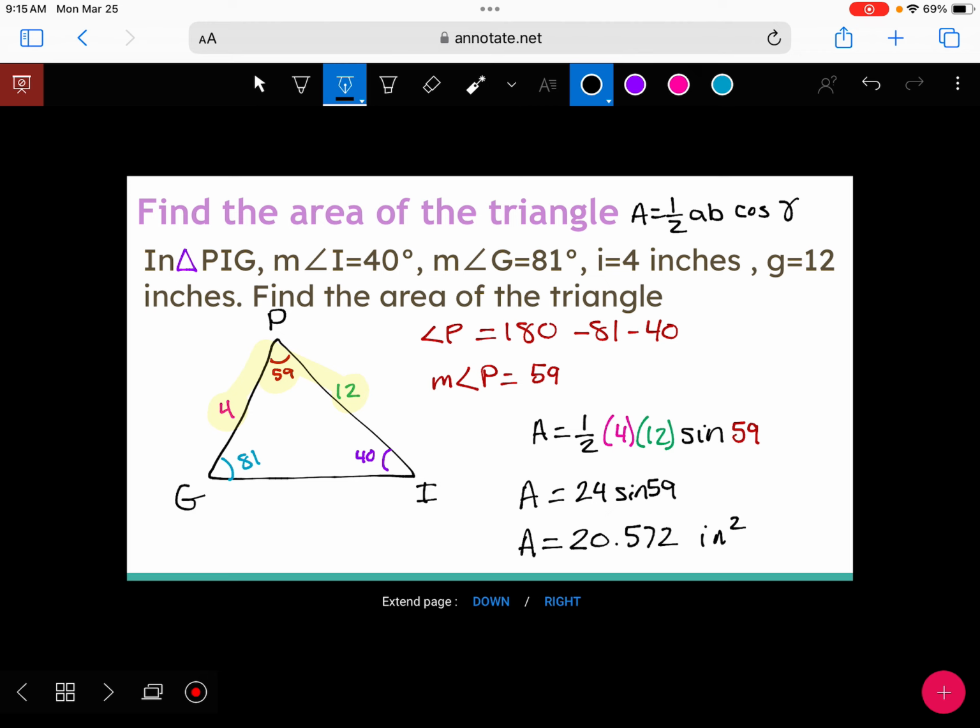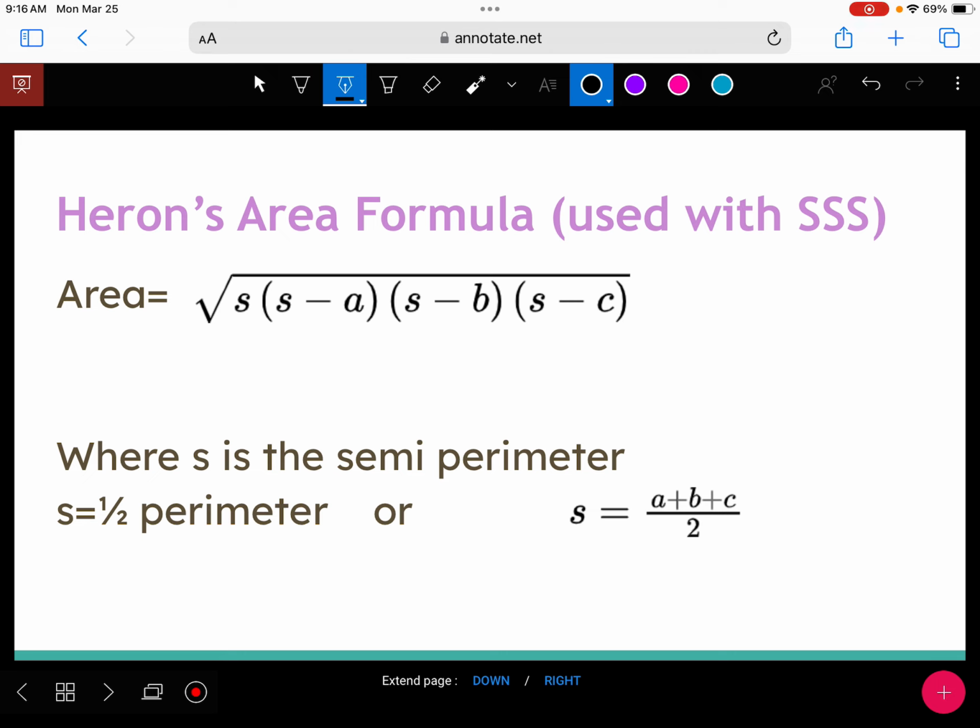So we can find area now if we know side angle side. That's great. We aren't always given side angle side though. So we have another way to find area, which is called Heron's area formula. And we can use this when we know all 3 sides, so this is used with side, side, side. Just like we had a law of cosines that we used with side angle side, and a law of cosines that we used with side, side, side, our area formulas work in the same kind of groups.